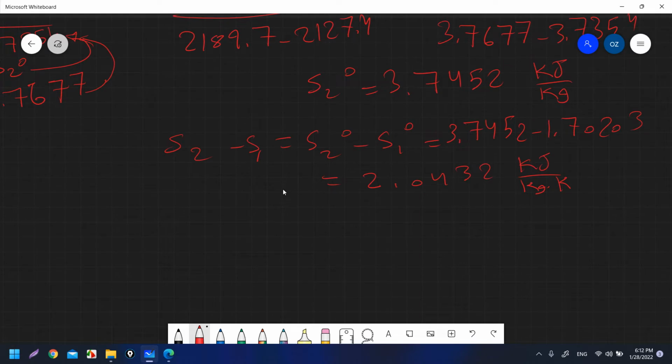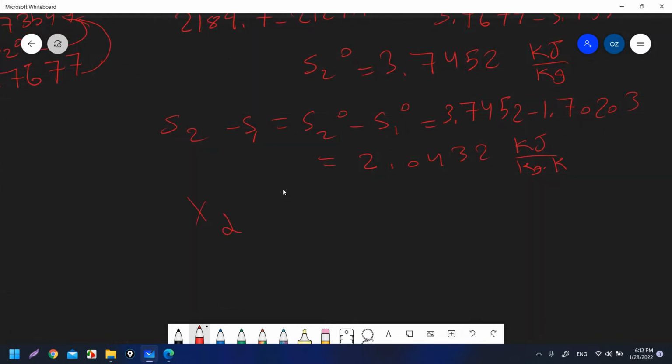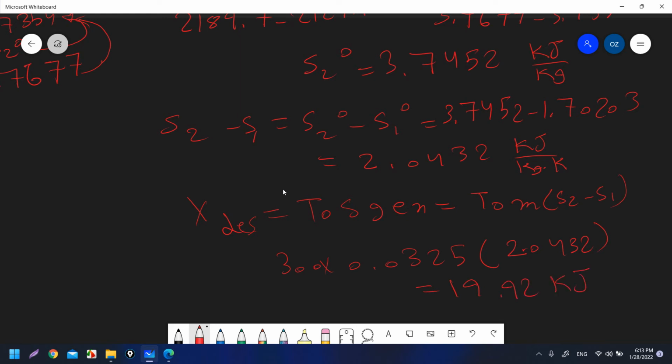And finally you can find the exergy destroyed, which equals T naught times S generation, equals T naught times m times (S2 minus S1). So T naught is 300, times 0.0325, times 2.0432. This will give you 19.92 kilojoules.